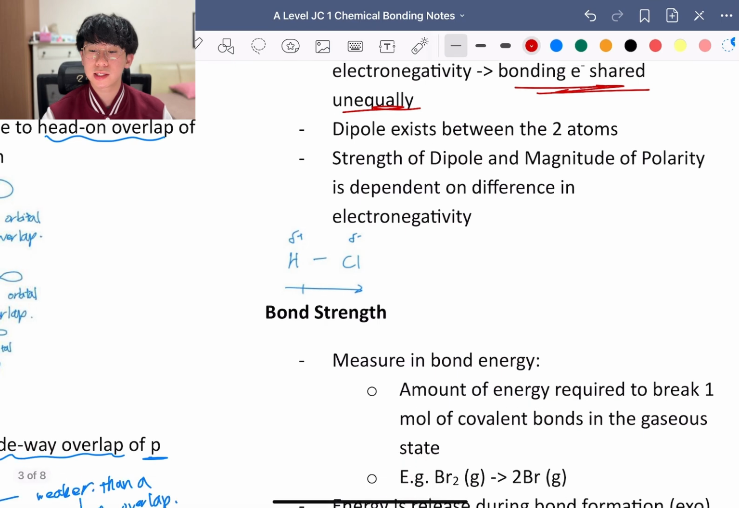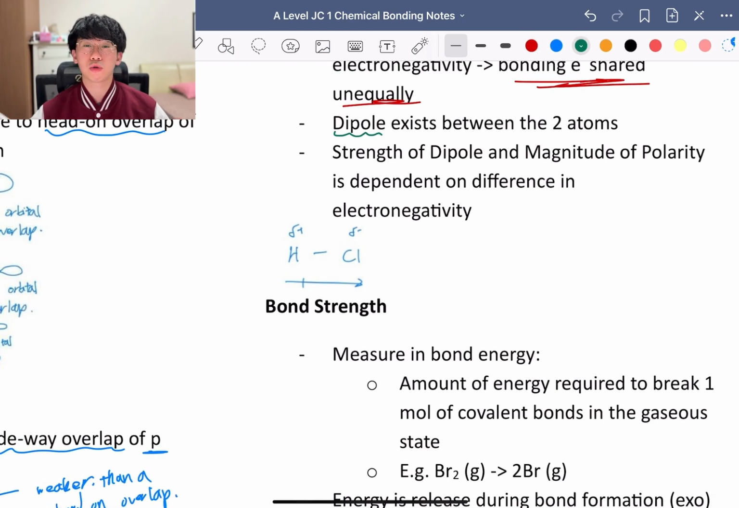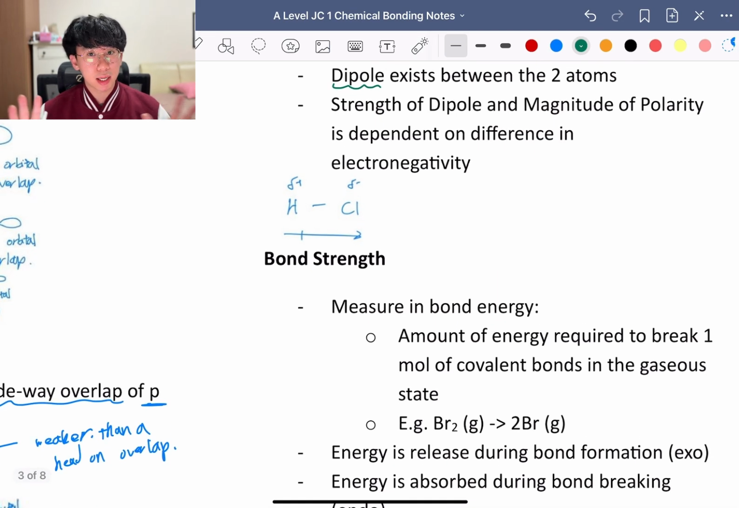Now, because of this, there's a term here which is a dipole that starts to exist between the two atoms. A dipole is basically the unequal sharing of the two electrons. Now, the strength of the dipole, or the magnitude of the polarity, as to no one's surprise, is due to the difference in electronegativity. So the greater the difference in electronegativity, the greater the magnitude of the polarity.